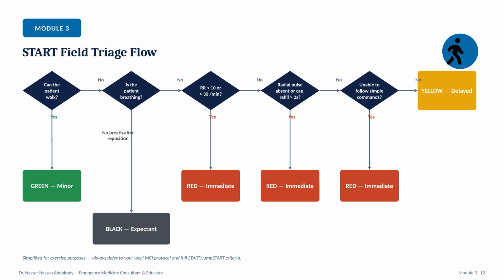If the rate is normal, check perfusion. An absent radial pulse or a capillary refill over 2 seconds is also red. If perfusion is intact, check mental status. Inability to follow simple commands is red as well. Only a patient who can walk or who passes every one of these checks is triaged yellow, delayed. This is simplified for teaching purposes. Always defer to your local protocol and the full START or Jump Start criteria.